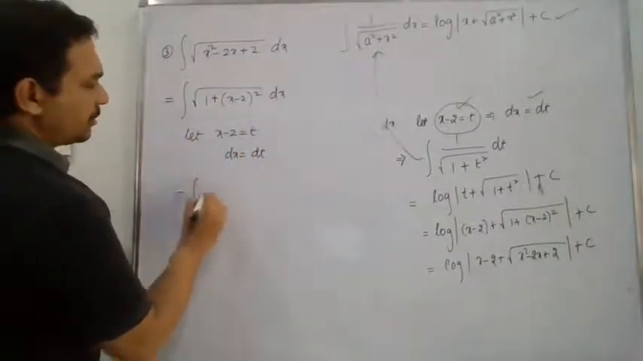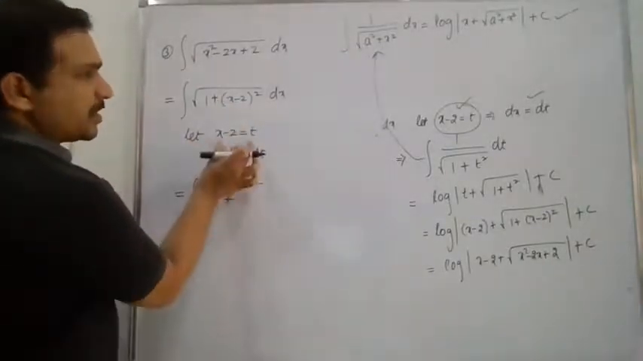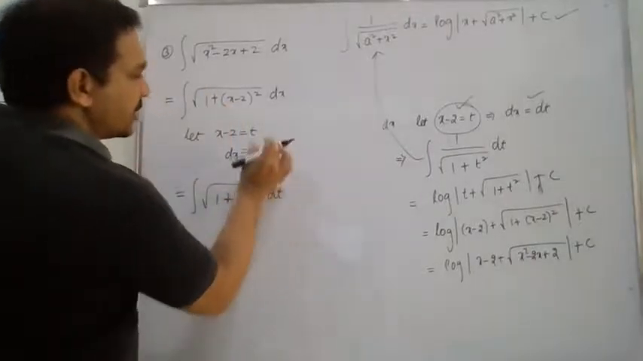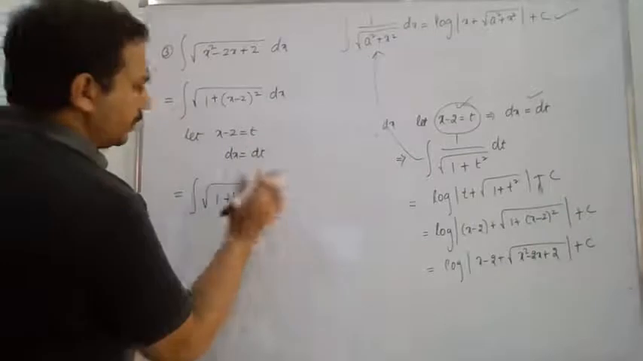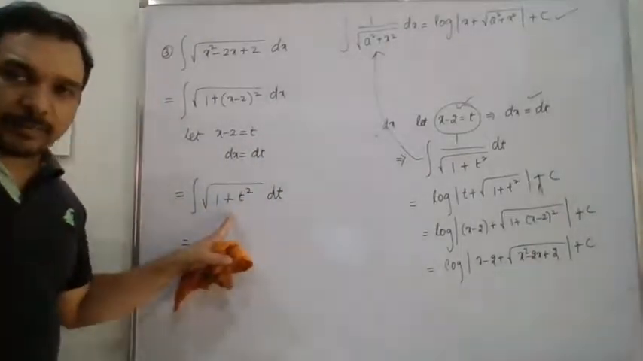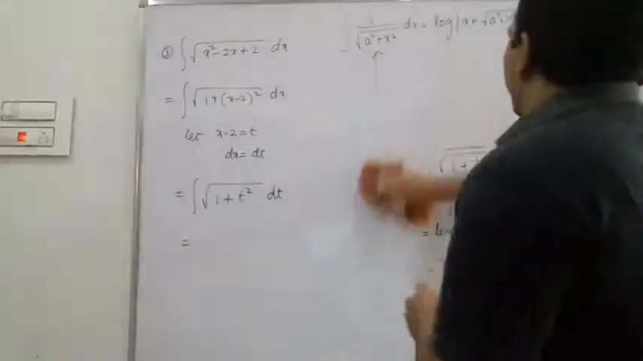Substitute these two inside the question. Then I'll get integration of square root of 1 plus, instead of x minus 2, I can write t. So this is t square dt. Instead of dx, I wrote dt. Now, can you see this formula anywhere? Have you seen this formula? Yes, I taught this formula.